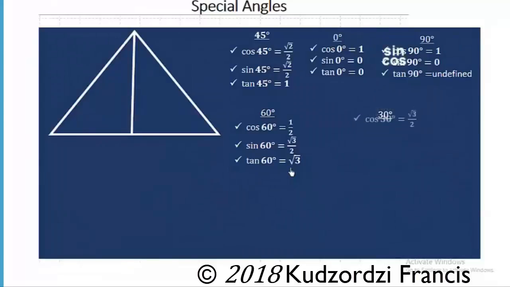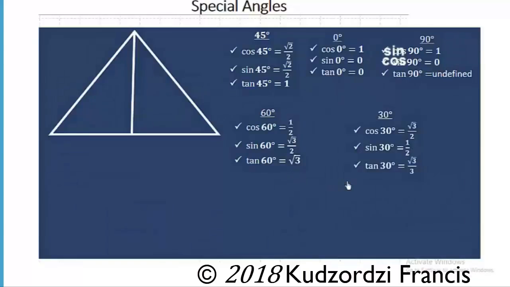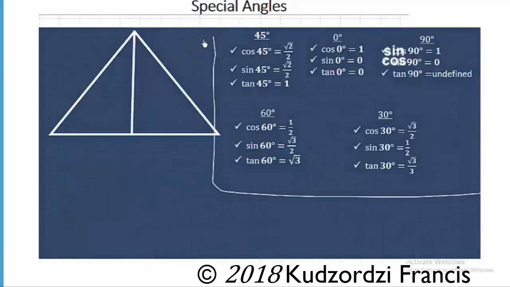Tan 30 degrees, cos 30 degrees is equal to root 3 over 2. Then sin 30 degrees is equal to 1 over 2. Then tan 30 degrees is equal to root 3 over 3. So these are the special angles that you have to commit into memory, because you'll be examined on them.